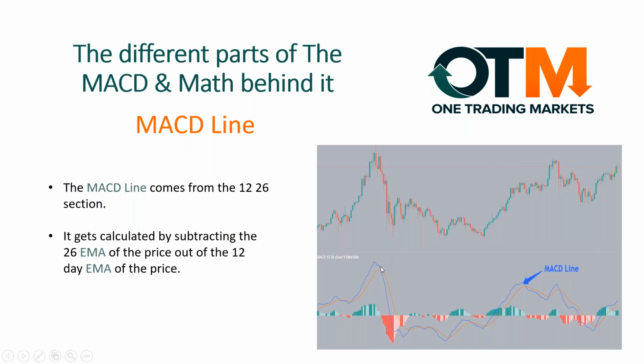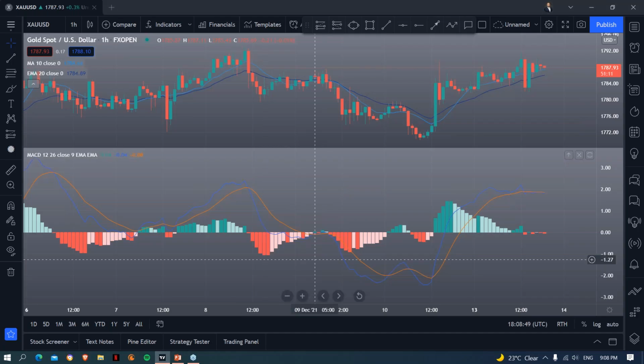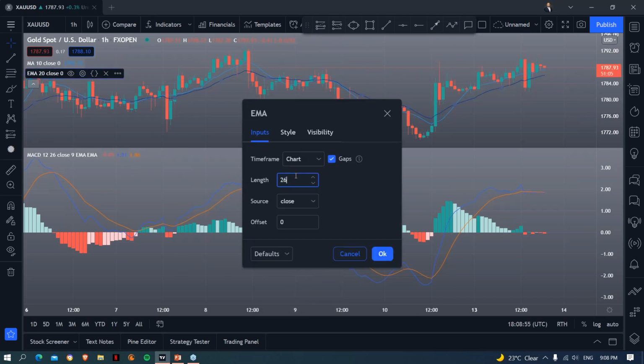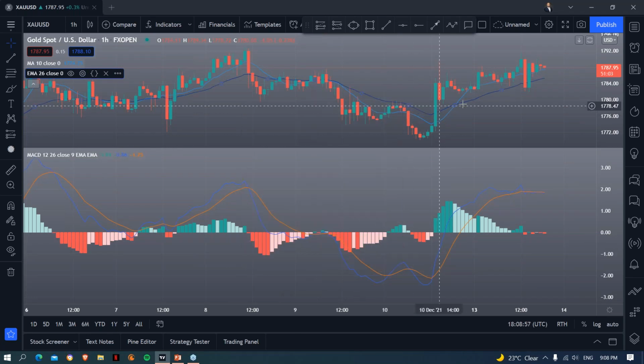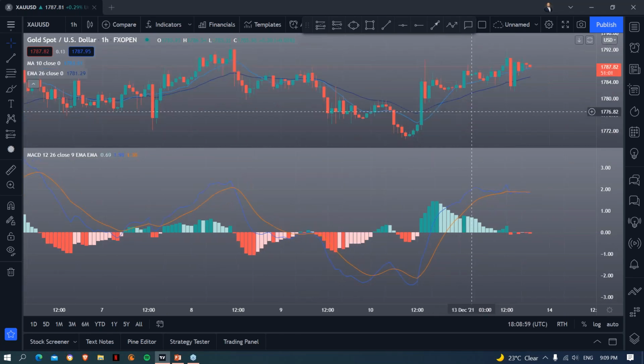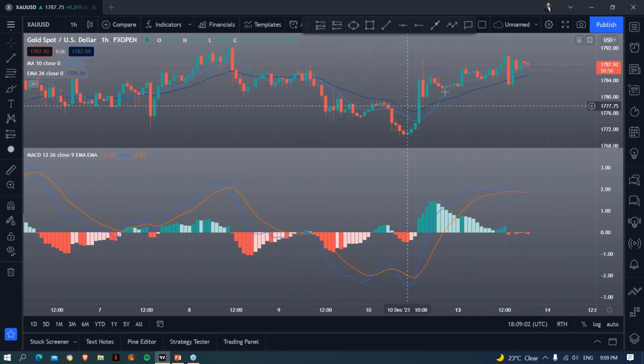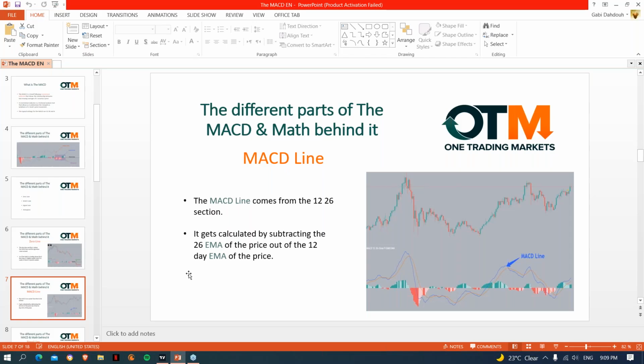I'm going to make it easier for you. This is the moving average. If we set the settings to 26, and it's the dark blue line, it's calculating the average price for the last 26 candles and giving us the exact price. So where does the MACD line come from? If we calculate the 26 exponential moving average, then subtract it from the 12 moving average, we get the MACD line.